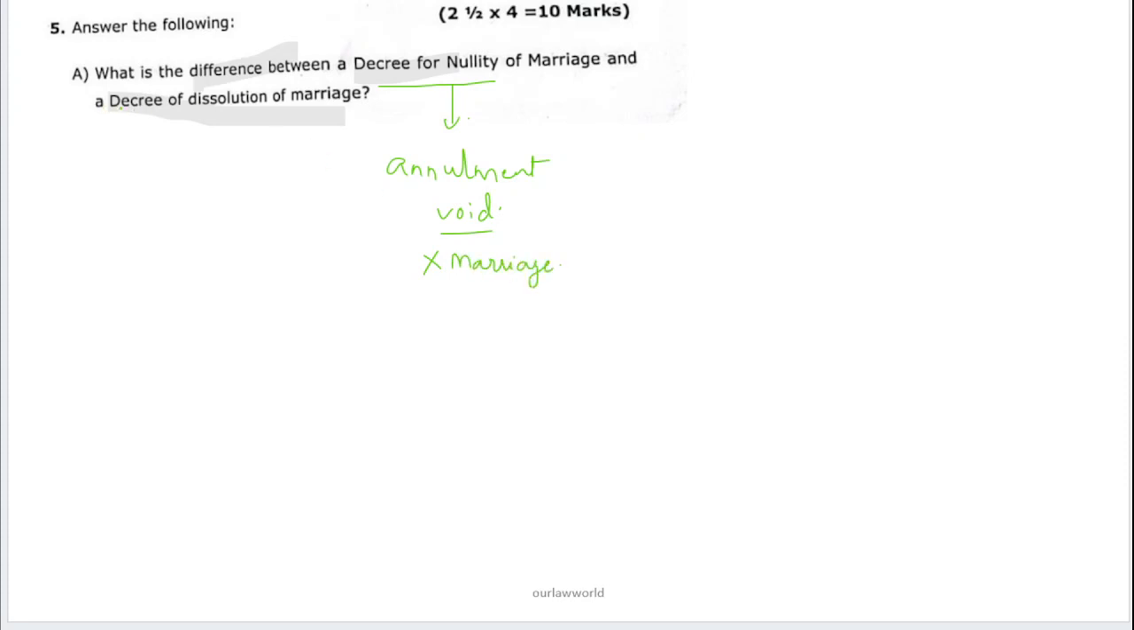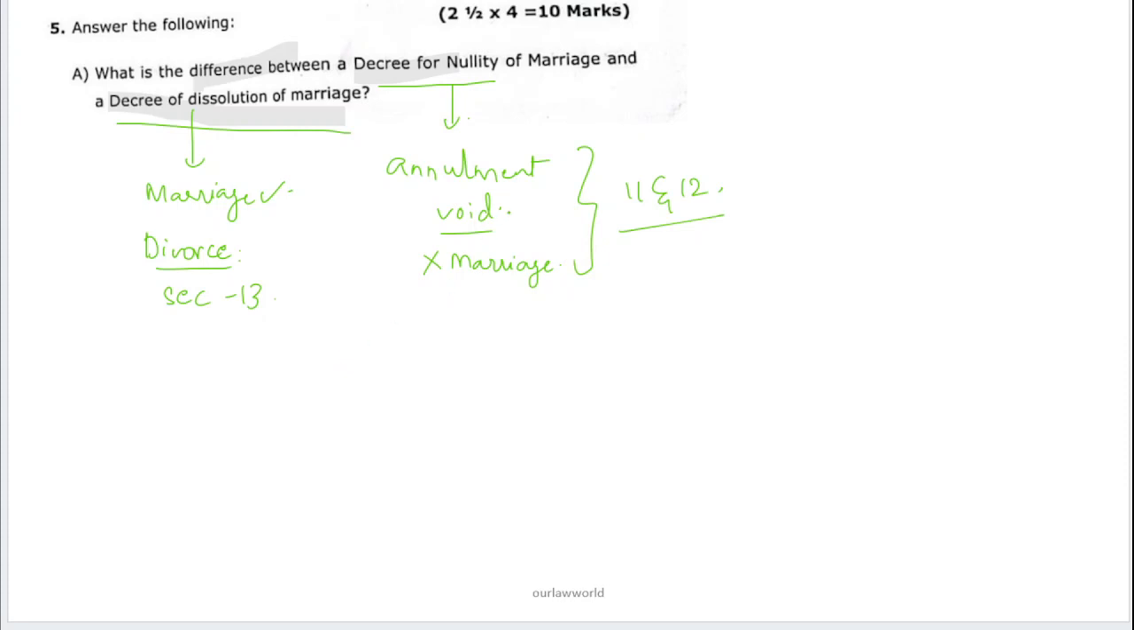On the other side, a decree of dissolution of marriage is treated at the beginning as a valid marriage, but later, after passing a decree of dissolution of marriage, which is nothing but divorce under section 13. These fall under sections 11 and 12, where a decree of nullity has been given. Now let us know a few differences.